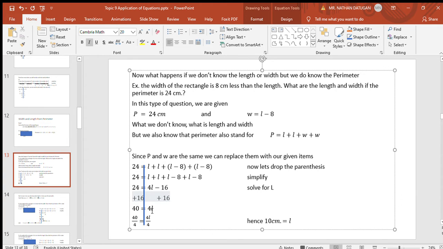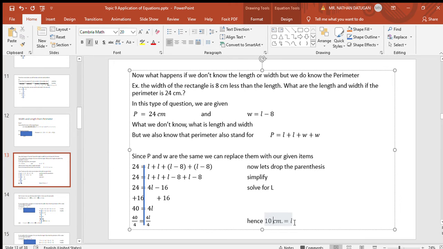Well, we divide. We divide by the coefficient. So divide both sides by 4. 40 divided by 4 and 4L divided by 4. 40 divided by 4 is 10, and 4L divided by 4 is basically L. So from here we got 10 centimeter is equal to L. Again, we're doing measurements, so we have to indicate what kind of measurement we're talking about. L is equal to 10 centimeters.